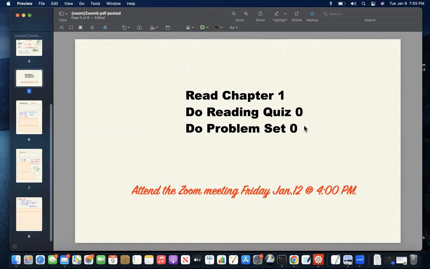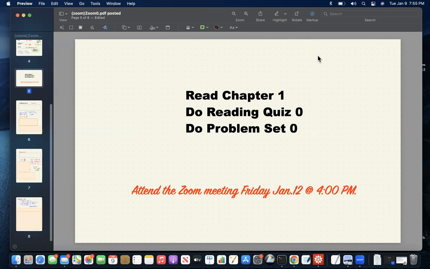Are the weekly Zooms recorded? Yes, the Zooms are recorded. So if you can't come to the Zoom meeting, then watch the recording. But you'll probably get more out of it if you come to the Zoom meeting. Okay, that's all the questions in the meeting chat.